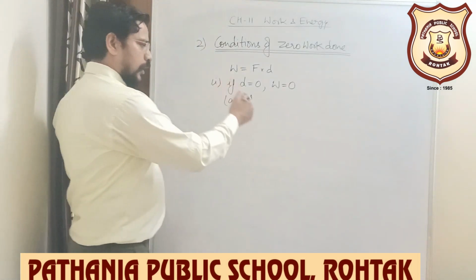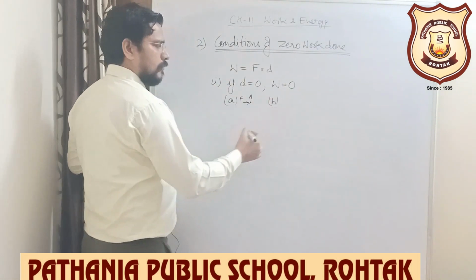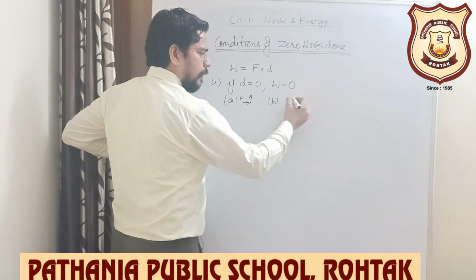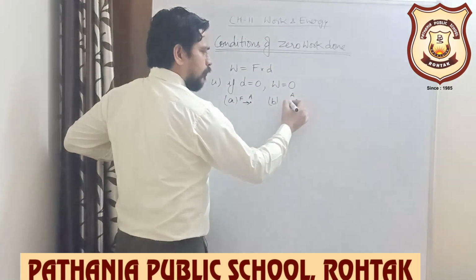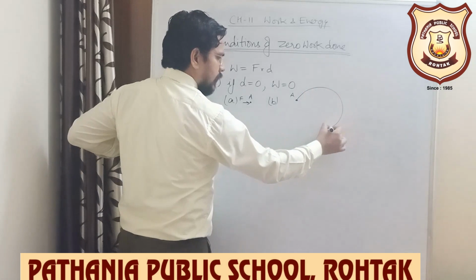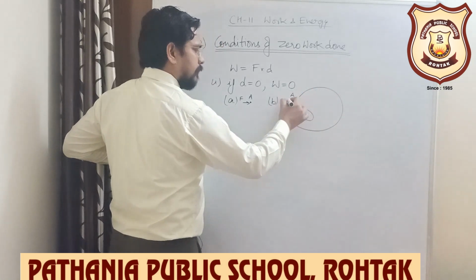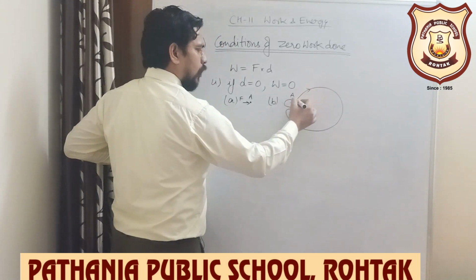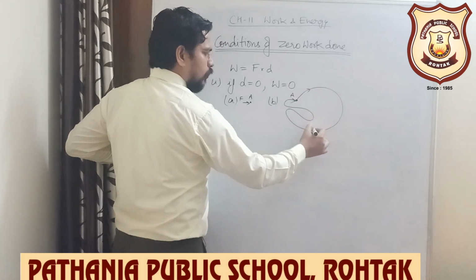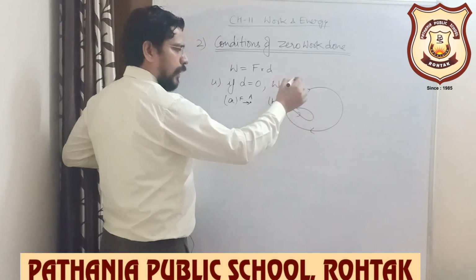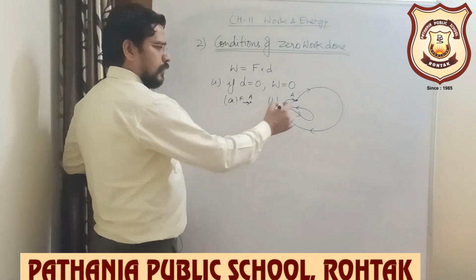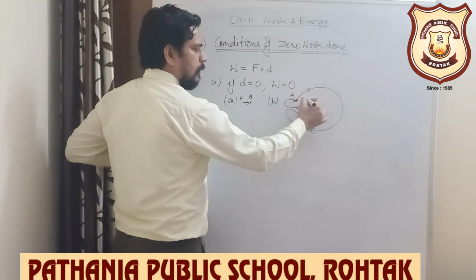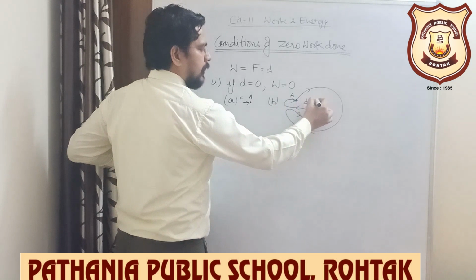The second case for having D 0, if an object A starts from a point and then after completing some round, doesn't matter, and comes back to point A. So as we all know that displacement is defined as change in position. So as it is coming back to the same position, so displacement becomes 0.